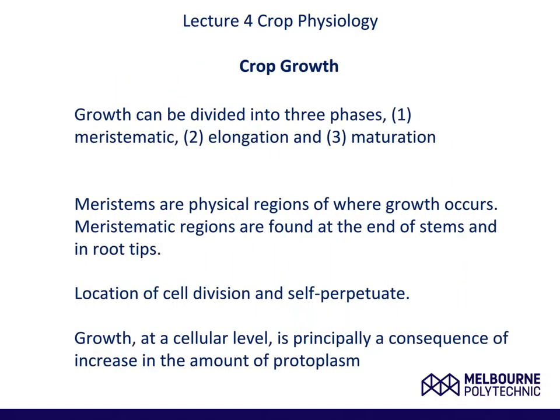Therefore, growth can be divided into 3 phases: meristematic, elongation, and maturation. Meristems are the physical regions where growth occurs. It is important to understand where the meristematic regions are found, at both the end of stems and at root tips. If some of your management strategies are cutting off your meristems, then you are likely to stop growth altogether. Meristematic areas are the location of cell division. Growth at a cellular level is principally a consequence of an increase in the amount of protoplasm.